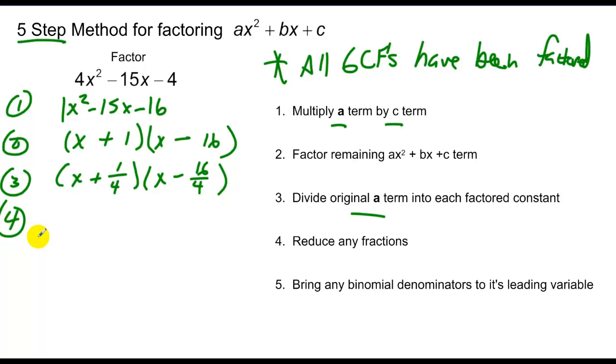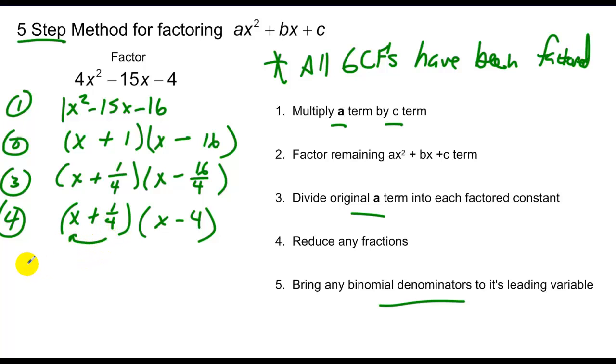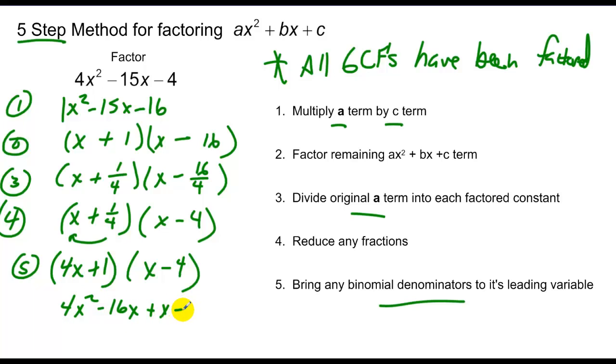Our fourth step is to reduce any fractions. So 1/4 doesn't reduce, but 16 over 4 does, like so. And then we want to bring any denominators that remain to the leading variable. So here I have a denominator remaining. I want to bring that to the variable. So that's 4x plus 1 and x minus 4. Taking a look at the FOIL, there's 4x squared minus 16x plus x minus 4, or 4x squared minus 15x minus 4, which is what we were trying to factor in the first place.